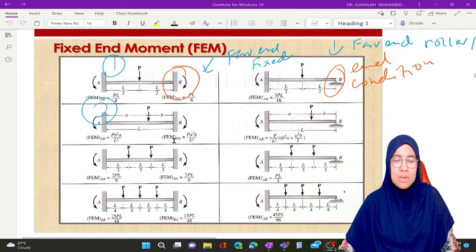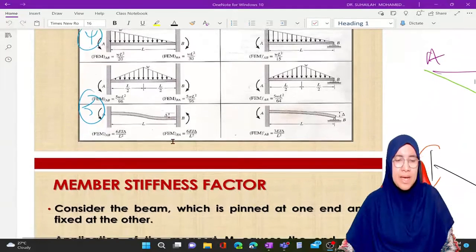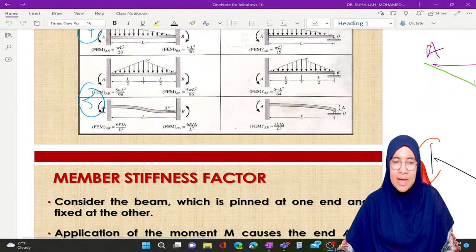Okay. So actually, for fixed end moment, there are two types. Considering far end condition, we have far end fixed and far end roller or pin. Okay. However, we can actually solve all types of problem by considering both ends fixed. Both ends fixed means that we consider far end fixed only. And the last formula, number 5, is actually the fixed end moment considering delta. Means that for beam with support settlement, we have to use this formula. There is only one formula for both ends fixed, it is 6 EI delta over L squared.